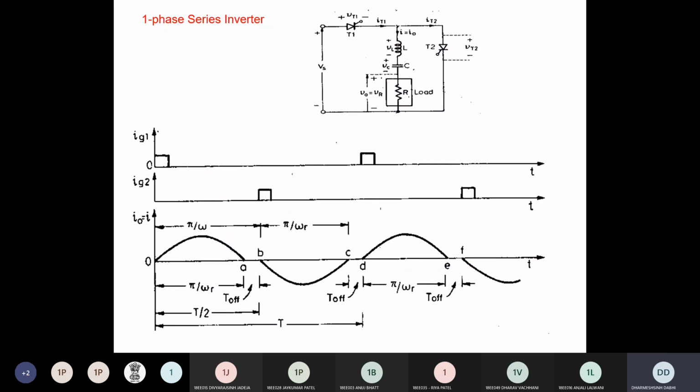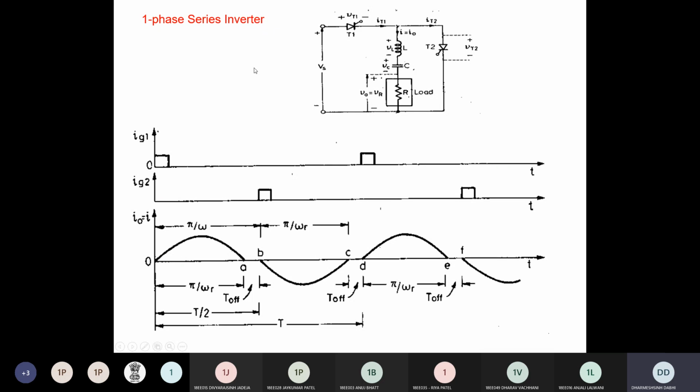Now next is the single phase series inverter. You can see the circuit diagram. We have two thyristors T1 and T2 here, and in series with T1 we connect the R load, and in series we connect the L and C, which are the commutating components. The function of these commutating components is to turn off the thyristors. Here the commutating components are connected in series with the thyristors, so it is called a series inverter.